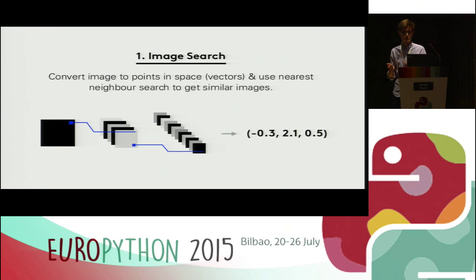If you want to find similar images to the image the user has just given us, we look up other images, other points, which are close in that space. So that is nearest neighbor search. The way we would actually do it is something more complicated. Recently, the most fashionable way of doing this, and probably the most effective, is deep learning.